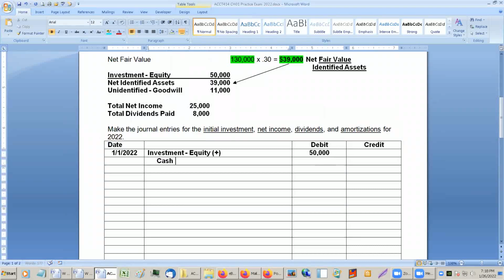Cash is going down by 50,000. At this point, we're no better or worse off than we were. Just traded one asset for another. Let's do dividends first. It doesn't matter which one you do first, by the way.